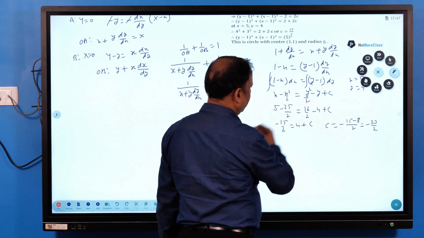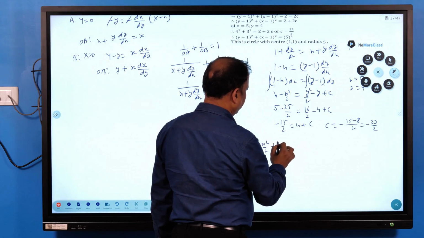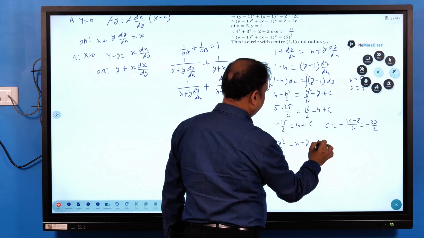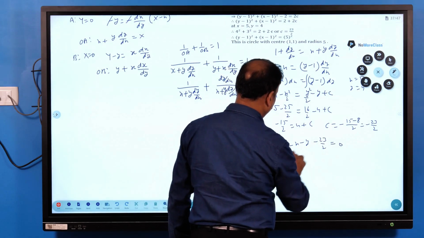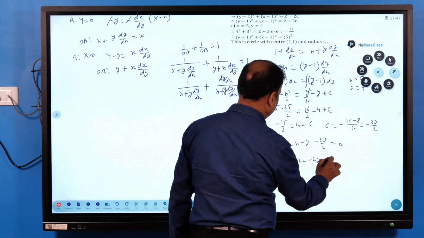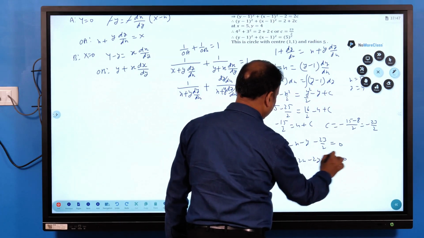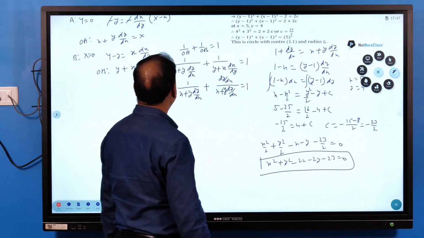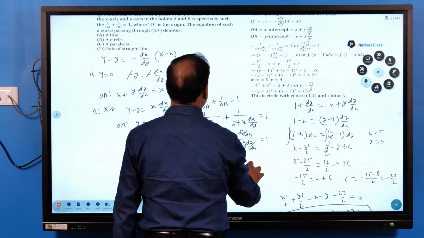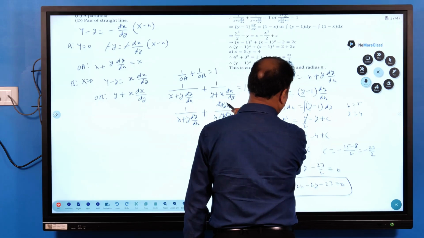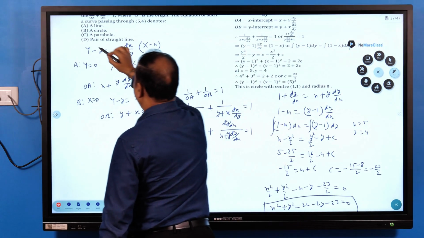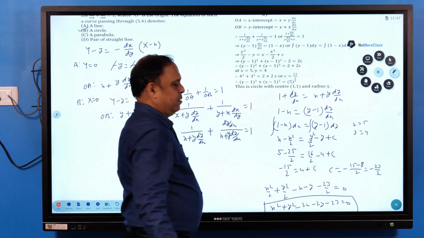So in the equation, transfer the terms to one side. x square upon 2 plus y square upon 2 minus x minus y minus 23 upon 2 is equal to 0. So x square plus y square minus 2x minus 2y minus 23 is equal to 0. So definitely it will represent a circle. So the answer will be a circle, so option number B is correct. It represents a circle. So option number B. Thank you.